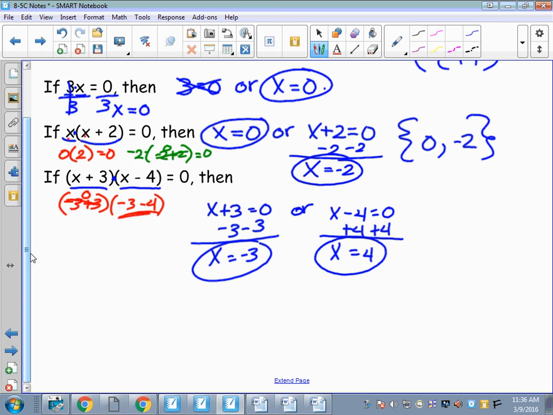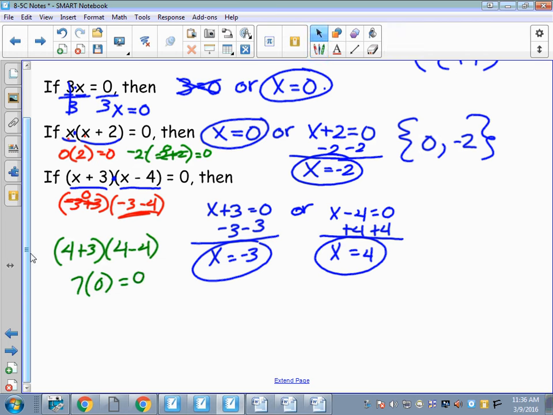And if x was equal to 4, I'd have the quantity 4 plus 3 times 4 minus 4. 4 plus 3 is 7, and then the 4 minus 4 is 0. So I'm not saying it's both at the same time, but if you plug in a -3, you get the answer 0. If you plug in +4, you get the answer 0. And so we have two solutions that work. -3 makes that statement true, and so does +4. So that right there is the one rule we use when we factor to solve.